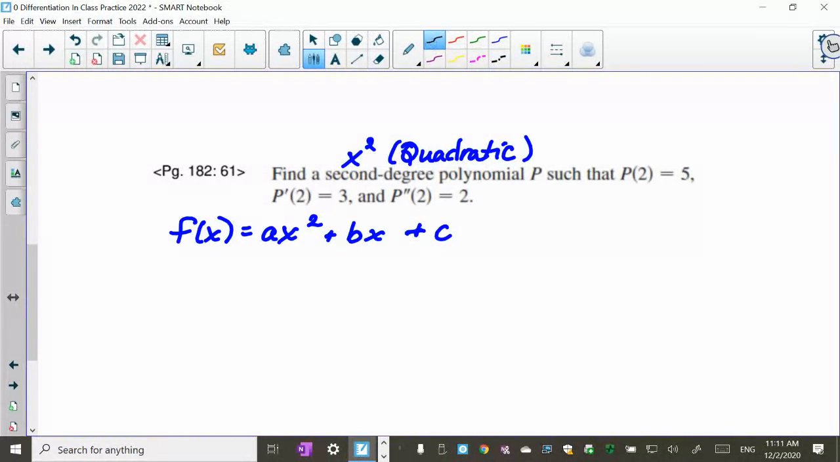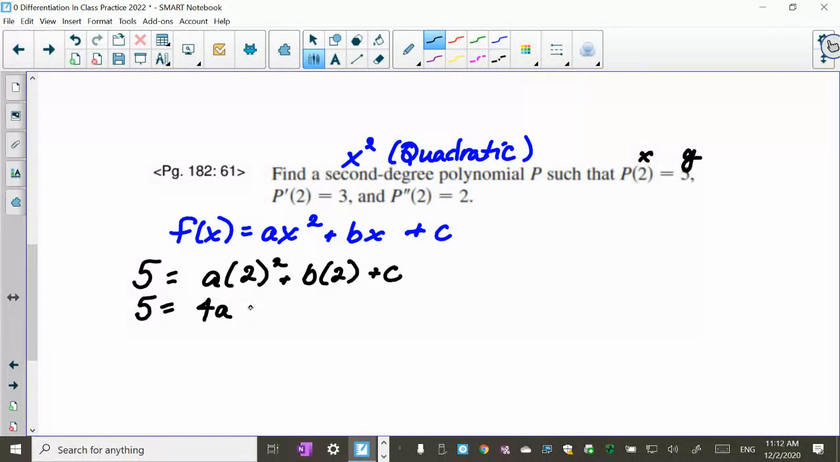All right, so let's do the first one. They told us p of 2 is 5. So this is my x, this is my y. So I'm going to say, all right, 5 equals a times 2 squared. I'm just plugging the 2 in every time there's an x. b times 2 plus c. So now I know 5 equals 4a plus 2b plus c. And I'm going to stop right here because I can't do anything more with that.